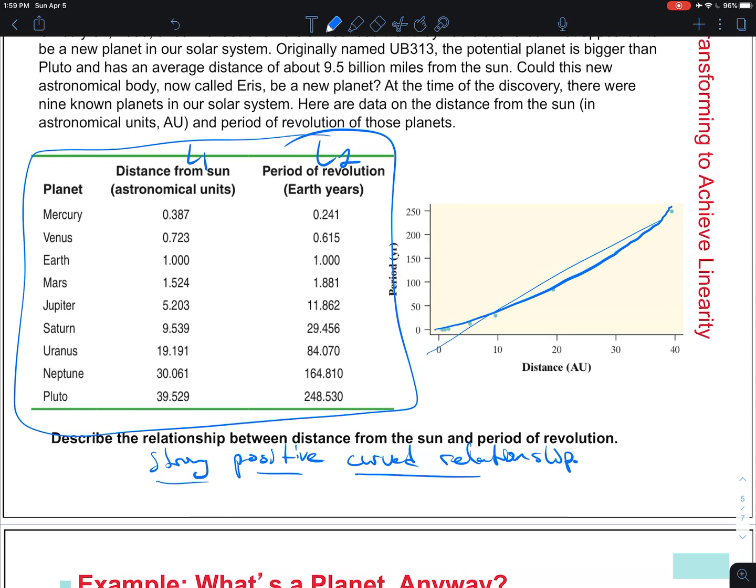But your idea would be to try logging y, see if that works. If so, it's an exponential relationship. If not, try logging x with log y and see if that works. And that's what we call a power relationship.